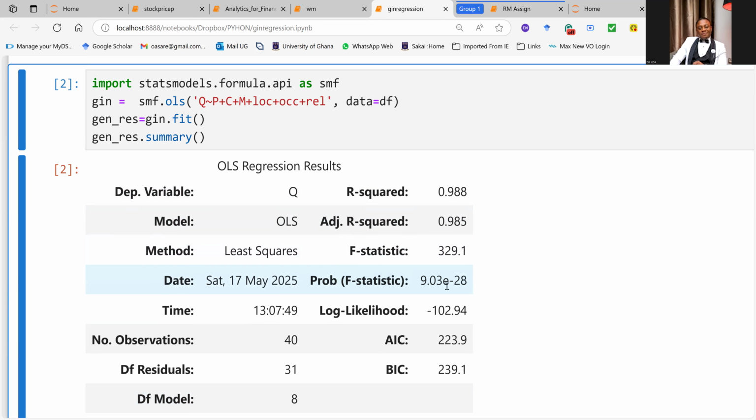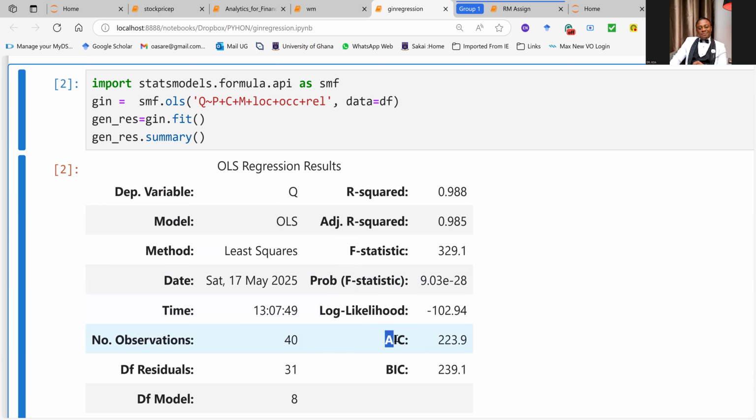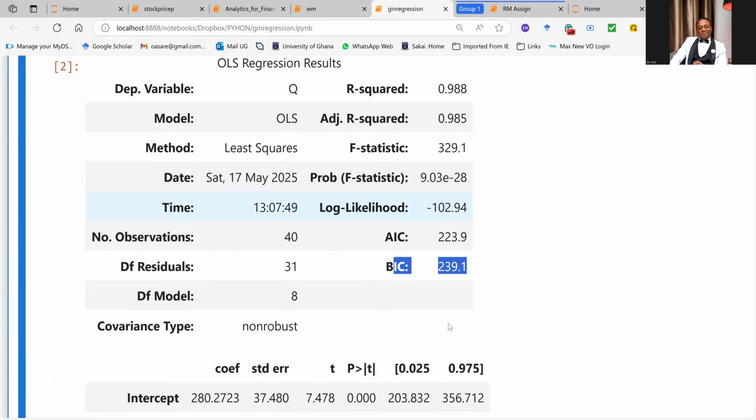Okay, this means that you have 28 zeros before the 9. That's what I mean. You have 28 zeros before the 9. You have the log likelihood. We shall talk about all these: the Akaike information criterion, the Bayesian information criterion. You have all of that there.